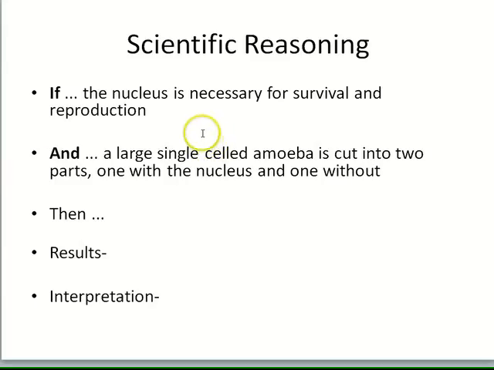We can use our thinking format. If the nucleus is necessary for survival and reproduction, and a large single-cell amoeba is cut into two parts, one with the nucleus, one without, the prediction that follows is that the part with the nucleus will be able to survive and reproduce. The part without the nucleus will not. The results are the same as predicted. That's what they found. And so our interpretation is that the hypothesis is supported, that the nucleus is necessary for survival and reproduction.